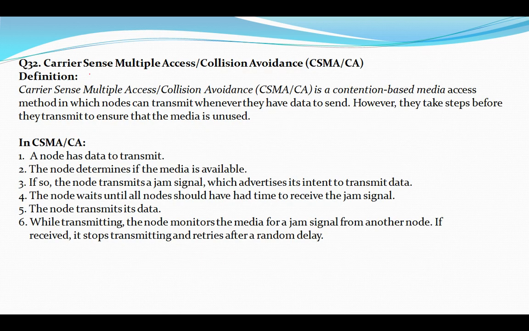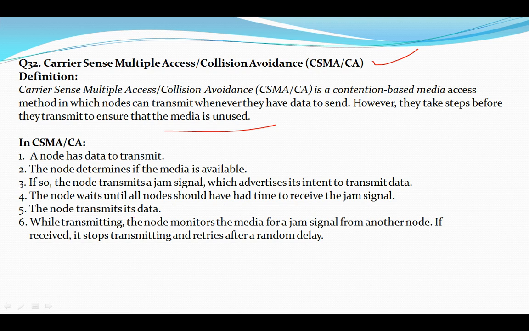Now we have one more question here: carrier sense multiple access with collision avoidance, what is CSMA/CA? Again, it's a contention based media access method in which nodes can transmit whenever they have data to send. However, they take steps before they transmit to ensure that the media is unused.